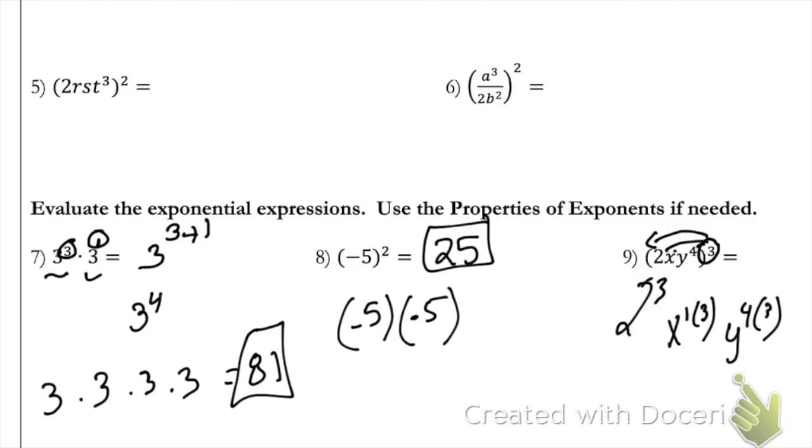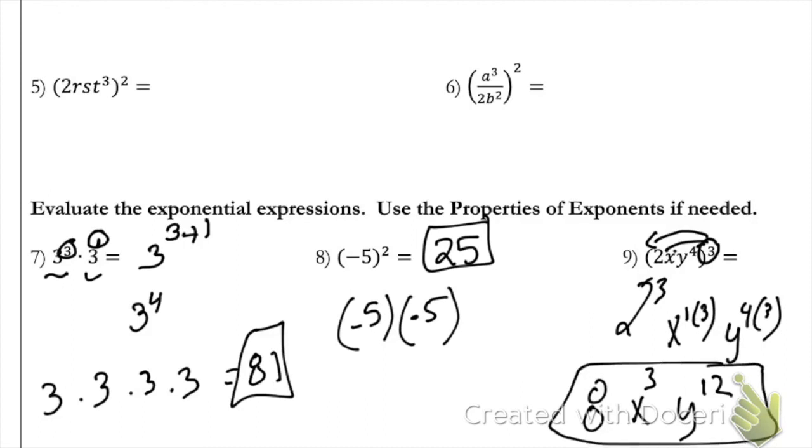2 to the third means it's 2 times 2 times 2, which is 8. X to the 1 times 3 is just 3. Y to the 4 times 3 is 12. So it's 8x to the third, y to the 12th. And this here is completed.